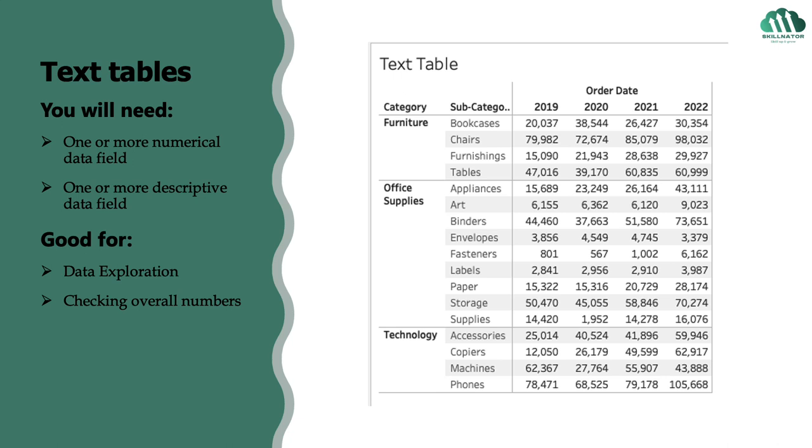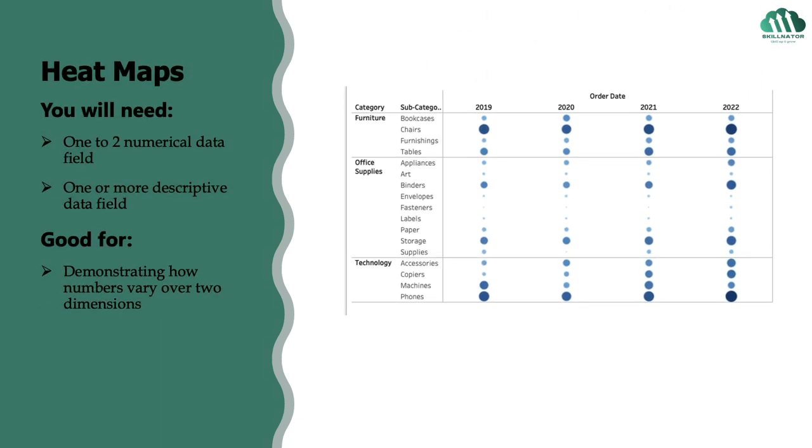To solve this, we have another type of chart called a heat map. A heat map takes in one or two quantitative fields and one or more descriptive fields. It demonstrates how numbers vary over two dimensions. Here, I have used the same example from the previous text table. Instead of showing exact numbers for sales, I have shown bubbles. The size and color intensity of the bubble corresponds to the value of sales. So for example, from this chart, it's very easily identifiable that phones in 2022 had the highest sales. The drawback with heat maps is that they don't show the exact numbers.